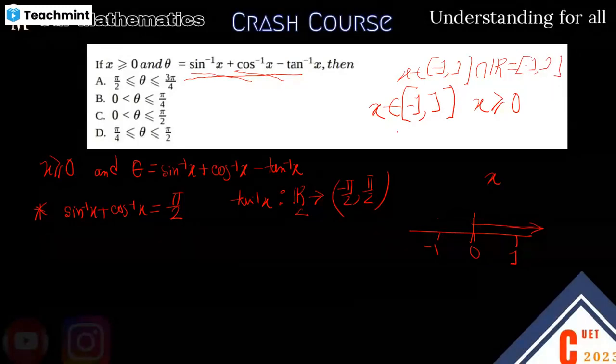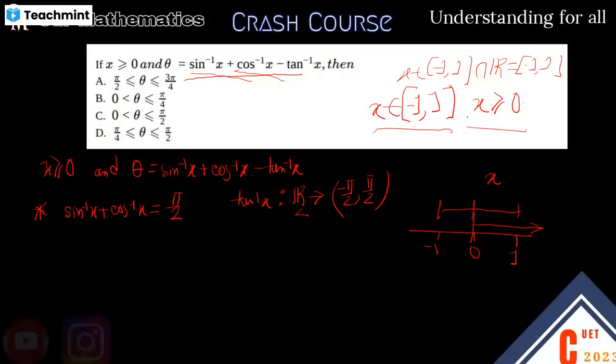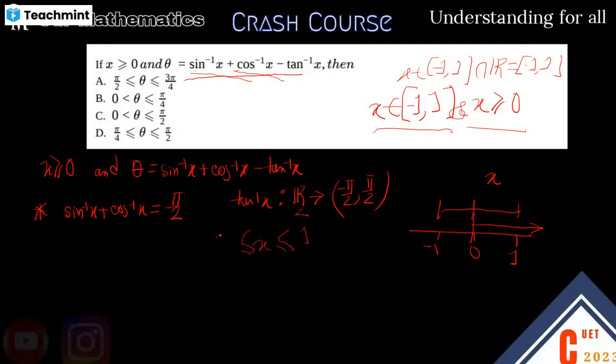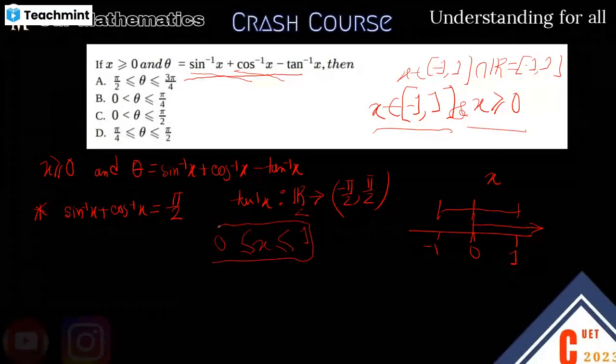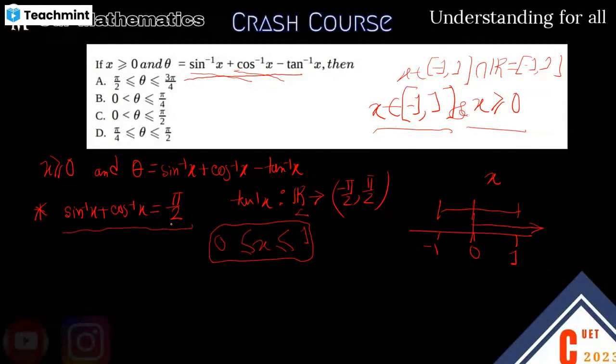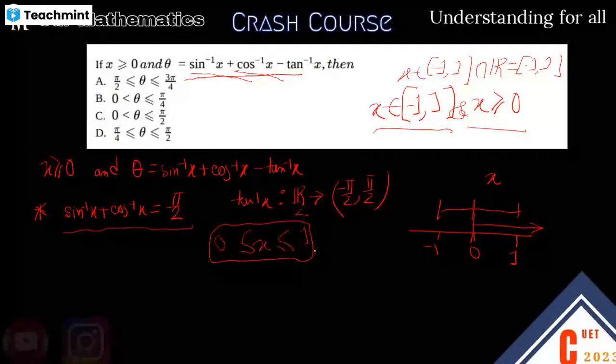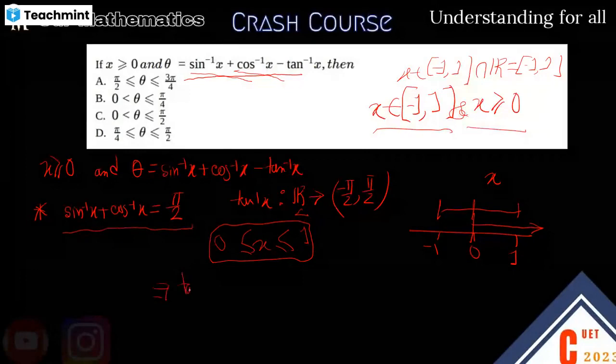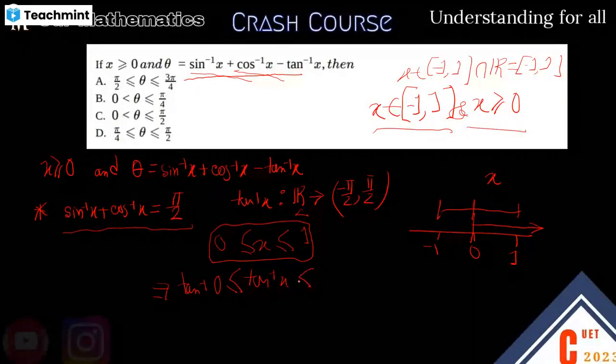Now we need the intersection of both, right? One condition is given, another condition is also given. So to satisfy both conditions, x must lie between 0 to 1, 0 is less than or equal to x is less than or equal to 1. Okay, so first we got sin inverse x plus cos inverse x is equal to pi by 2, then we got x lies between 0 to 1, that means tan inverse 0 is less than or equal to tan inverse x is less than or equal to tan inverse 1, right?